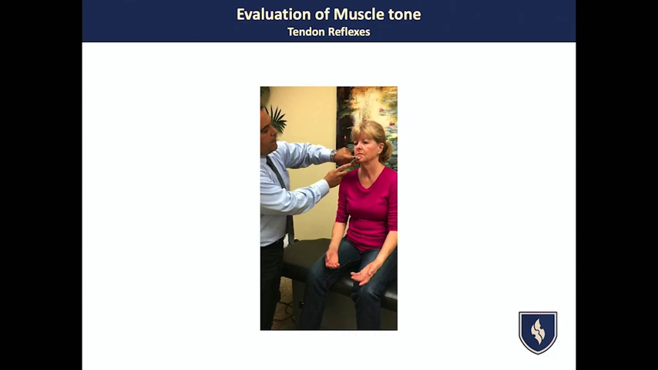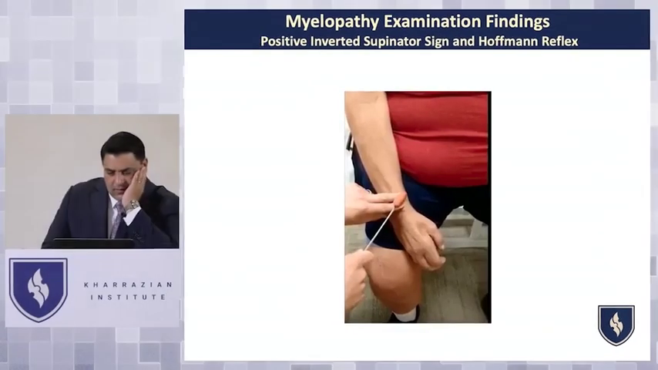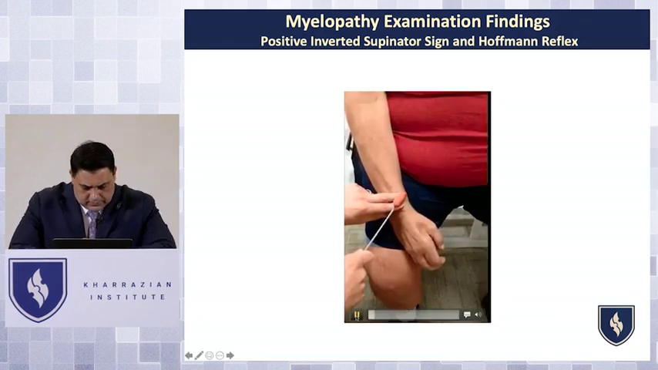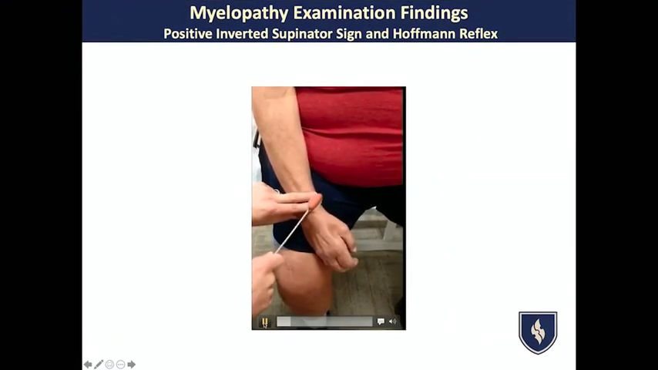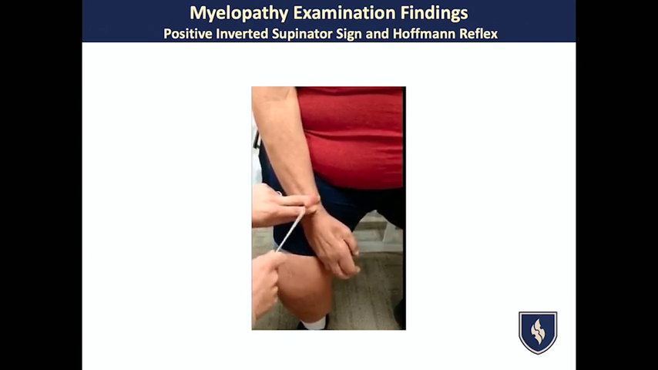It's just a jaw reflex. That seems okay. These are other upper motor neuron signs you see with frontal lobe dysfunction. So you can see here how the fingers are twitching like that. That shouldn't happen. And this is showing a positive inverted supinator sign.